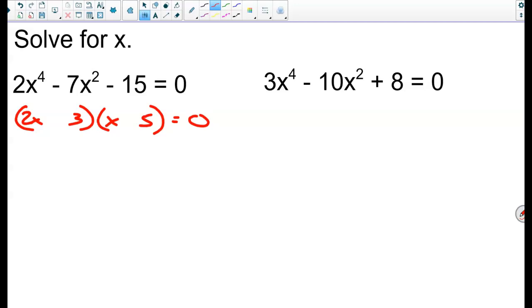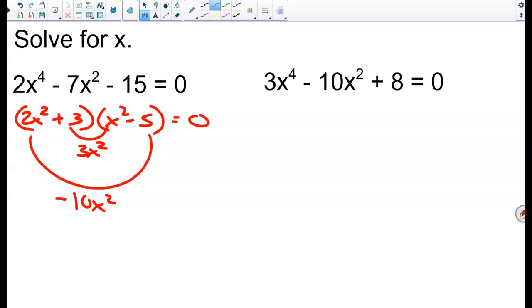The only difference is it's x to the fourth, so each x is squared. When I do that middle term, 10x, 3x, it's really 3x squared and 10x squared. And can I combine these numbers to get a negative 7? Sure. My 10 is negative. So this is minus and this is plus.